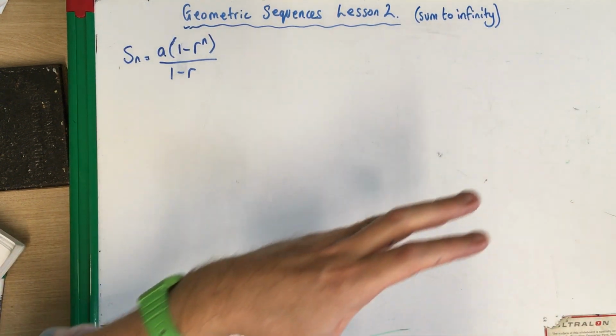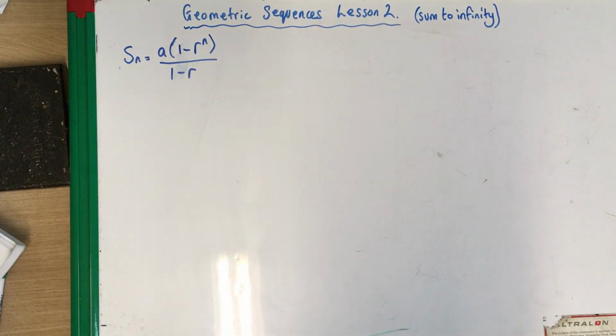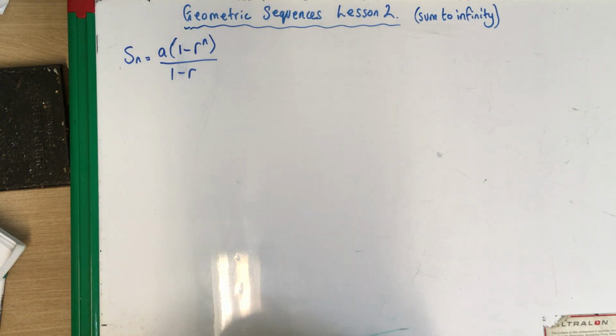It doesn't get bigger and bigger and bigger. The sequence actually gets smaller and smaller and smaller. Sorry, the terms get smaller and smaller and smaller, and we get a sum to infinity. Okay, so let's just explain that.